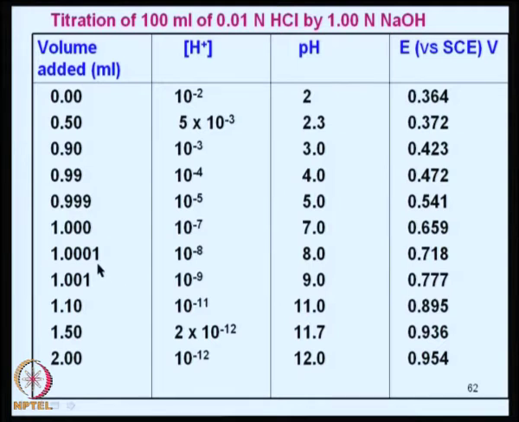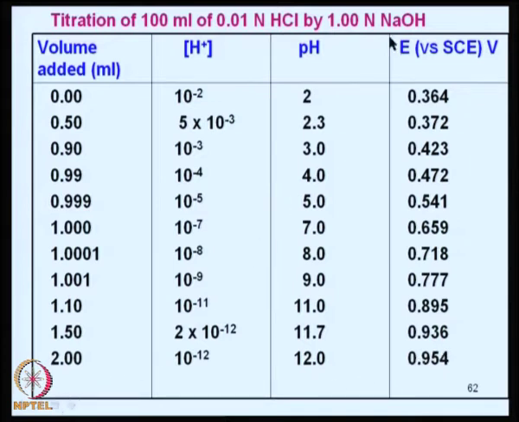Now, I add 0.0001 mole, 1 milliliter of the NaOH excess. Now, what happens? The pH will become 8 and the EMF will become 0.718. And similarly, if I add 10 ml more, I will have pH 9 and 0.777, and then if I add 0.1 ml extra I will have 0.895, and at 2 ml I will have 0.954.